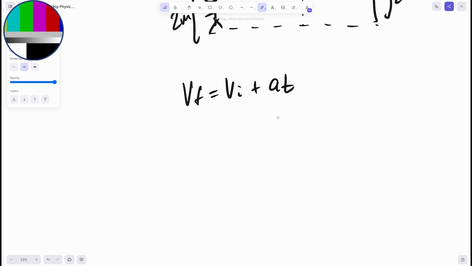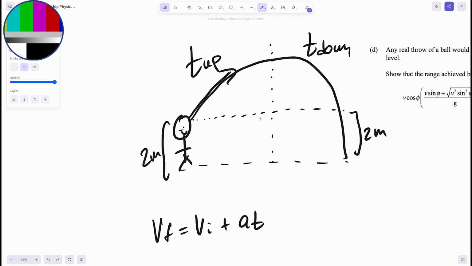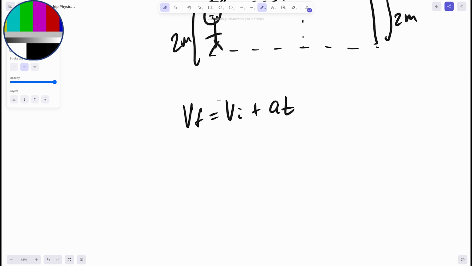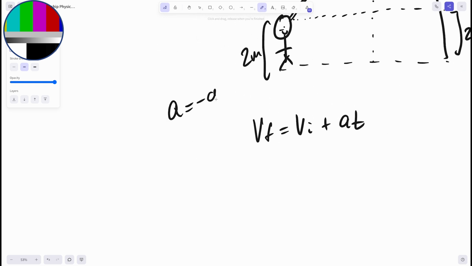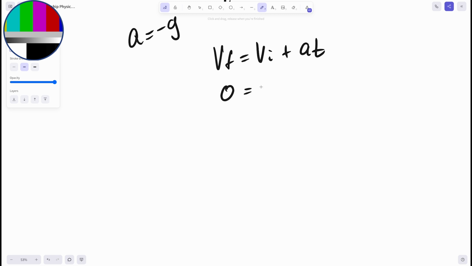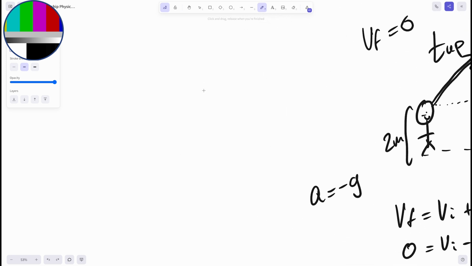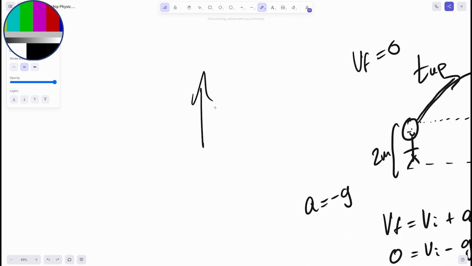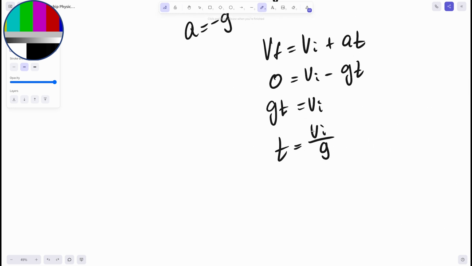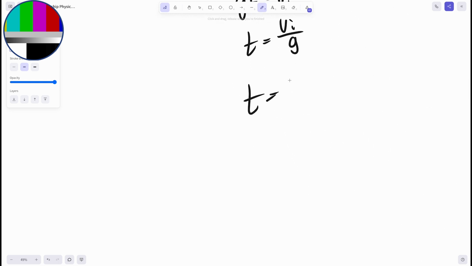plus At. Now at its peak position, we know that velocity is equal to 0 at this point, and we also know that our acceleration is equal to negative g, and so therefore 0 is equal to Vi minus gt, and therefore gt is equal to Vi. So our time is our velocity initially all over our g. Now, as stated in the first question, our vertical velocity is v sine phi, so we can make that substitution for our Vi. So our t is equal to v sine phi all over g.